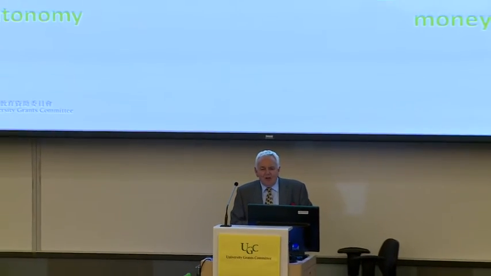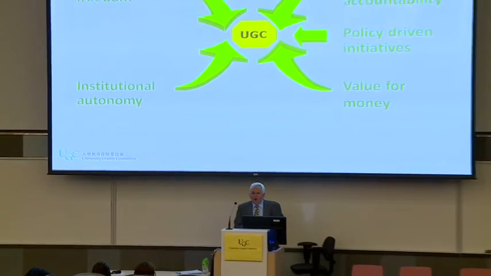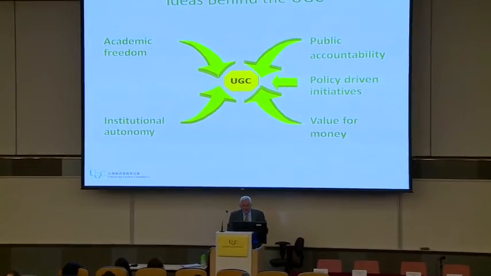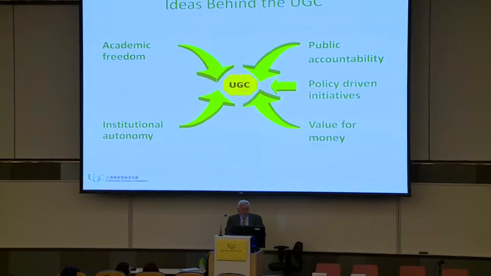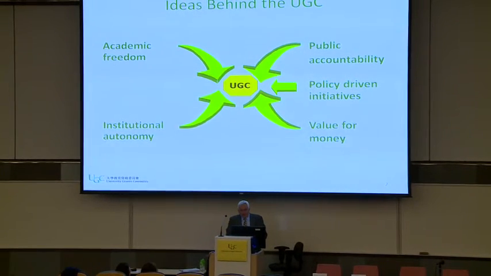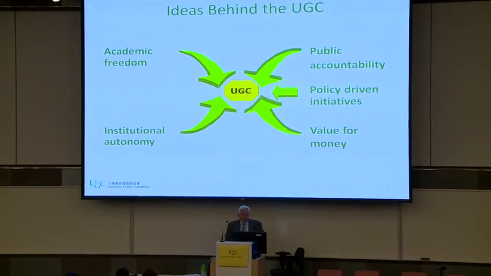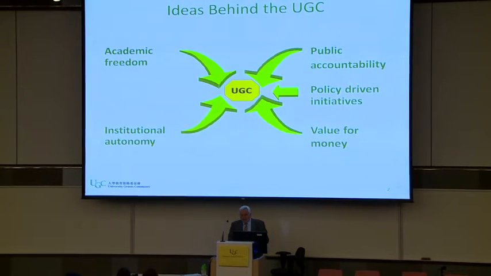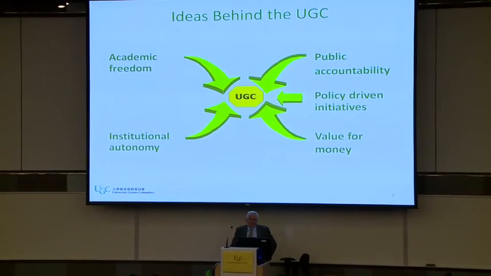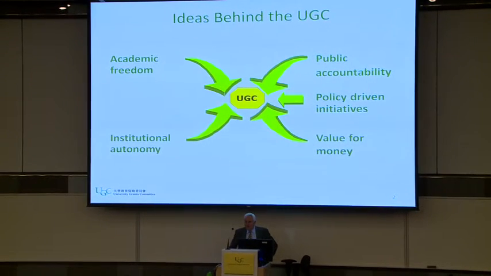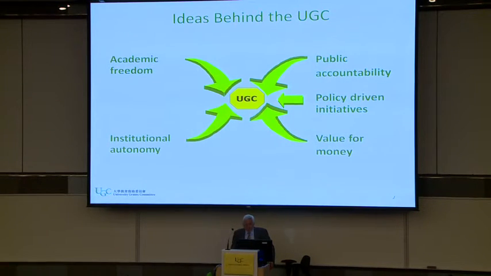This is the diagram that my UGC chairman loves to show to everybody. The four cornerstone principles that the UGC believes in. Most of the four cornerstones you'll understand: academic freedom, institutional autonomy, public accountability and value for money. Those are the four principles that UGC strives to achieve. And the other dimension is the policy-driven initiatives given to us by government. I think they're fairly familiar principles, but that's UGC's main job, and we try to do that. That's our role as the buffer body between our client institutions and the government.